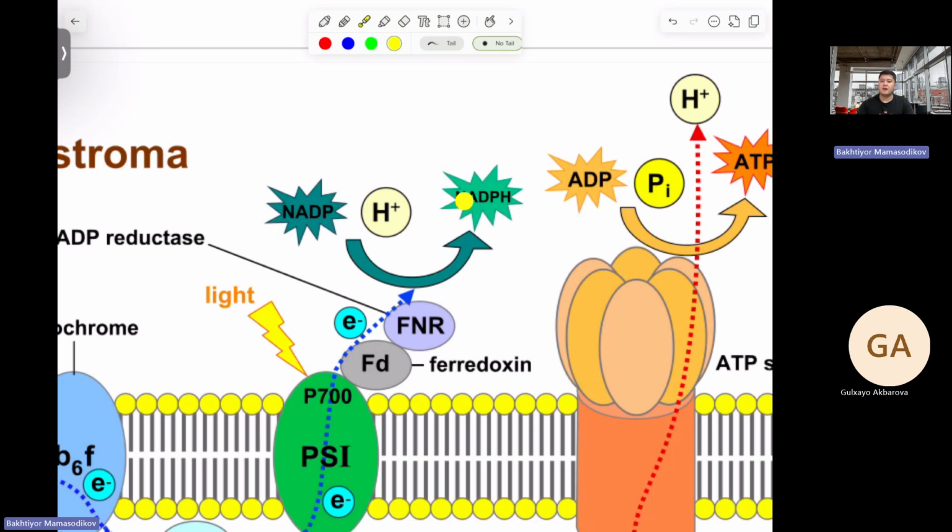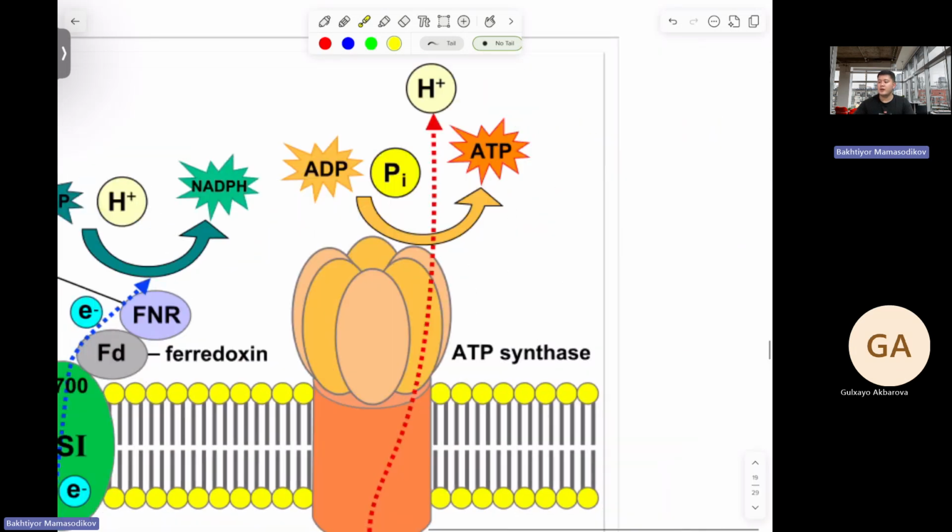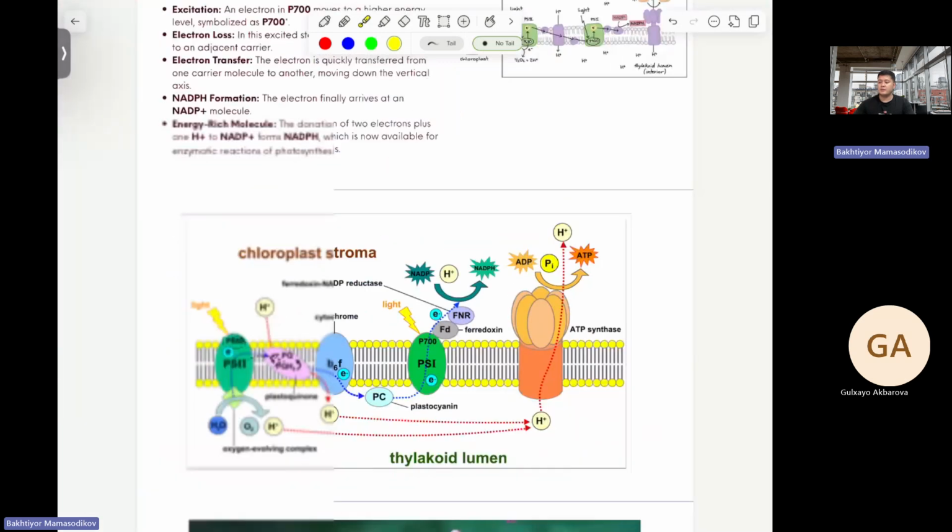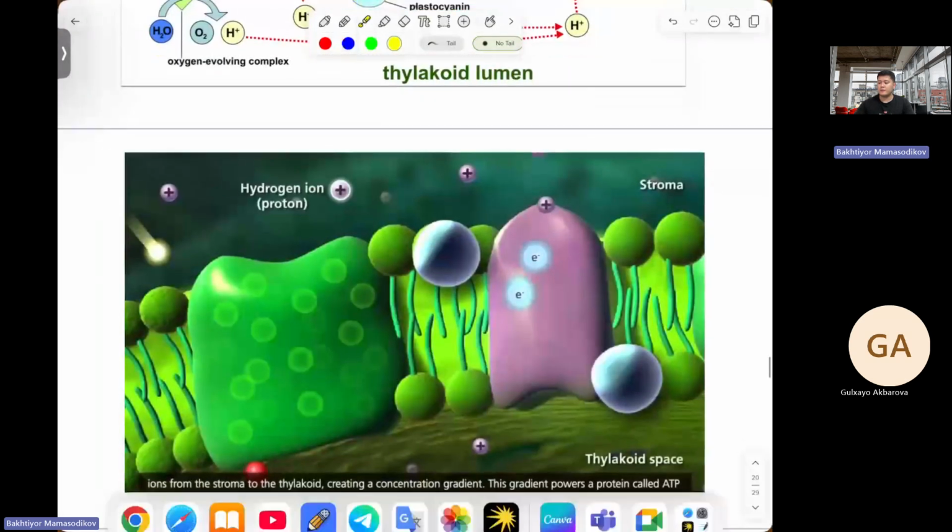And in step 5, the proton gradient is forming the ATP, so new ATP is synthesized. I hope you understood the whole path which is happening. And the light-dependent reactions, we talked about them.